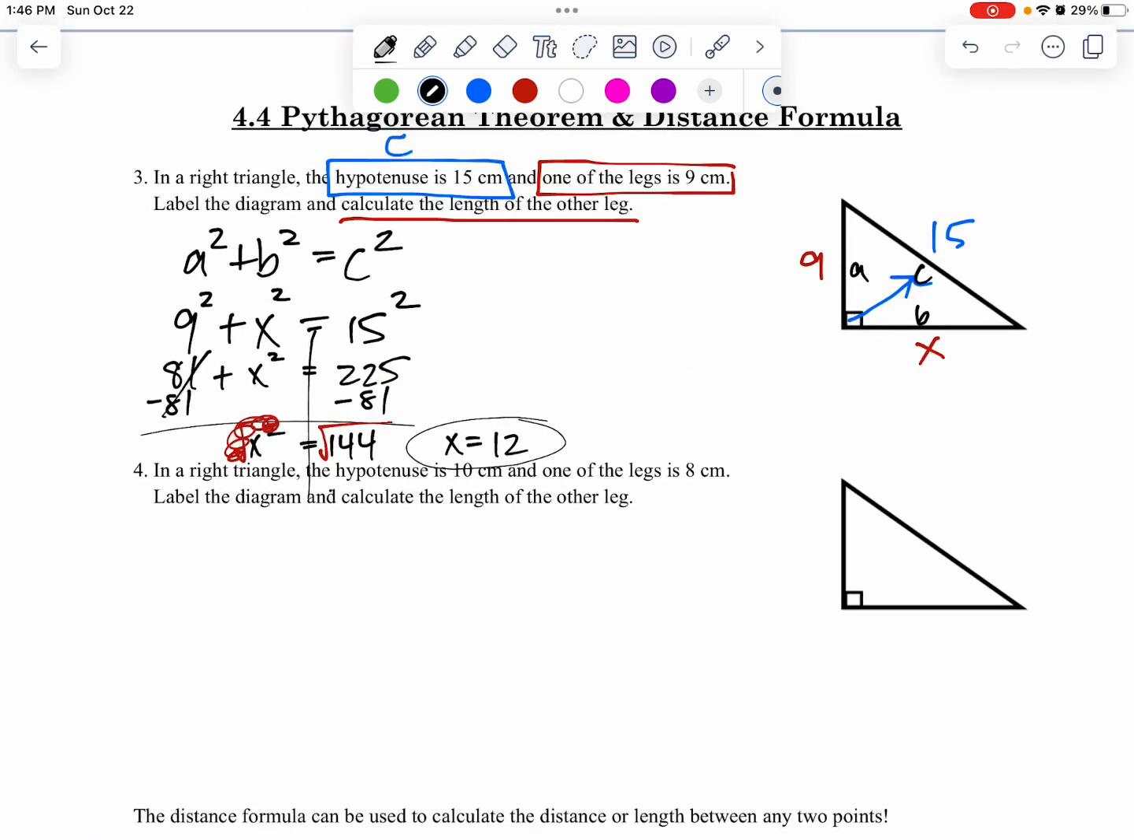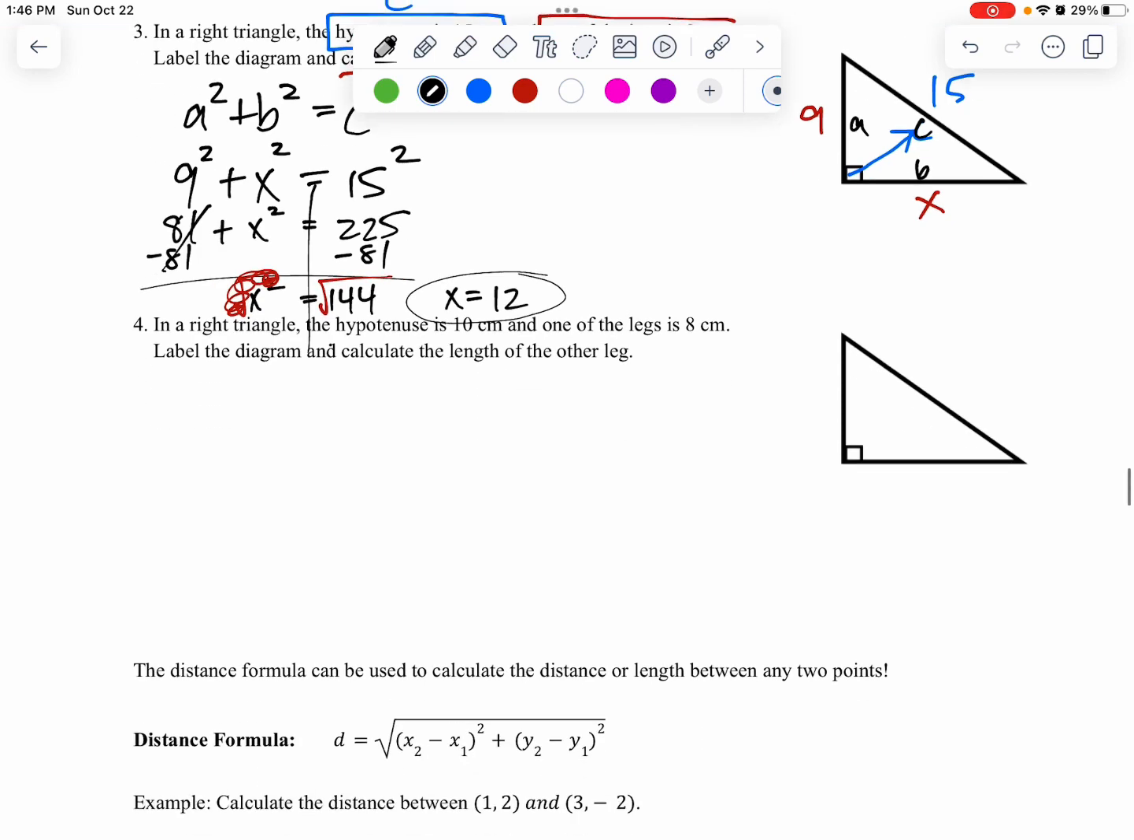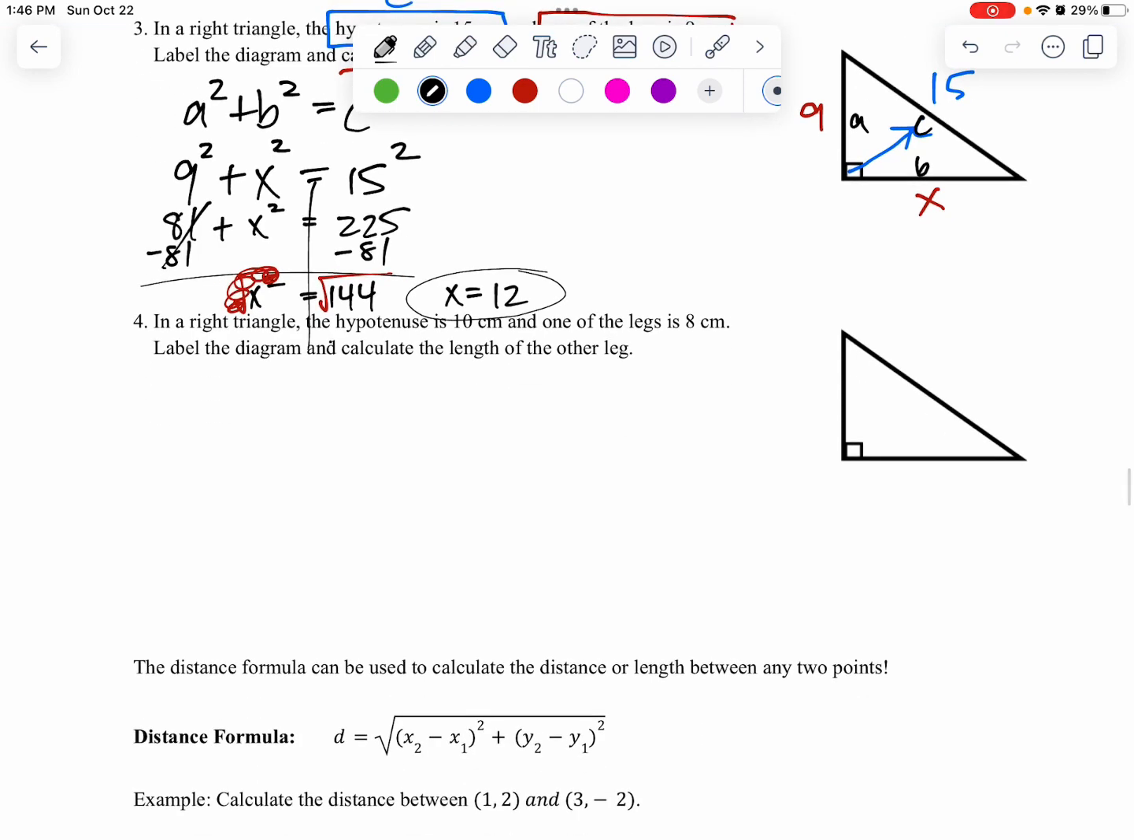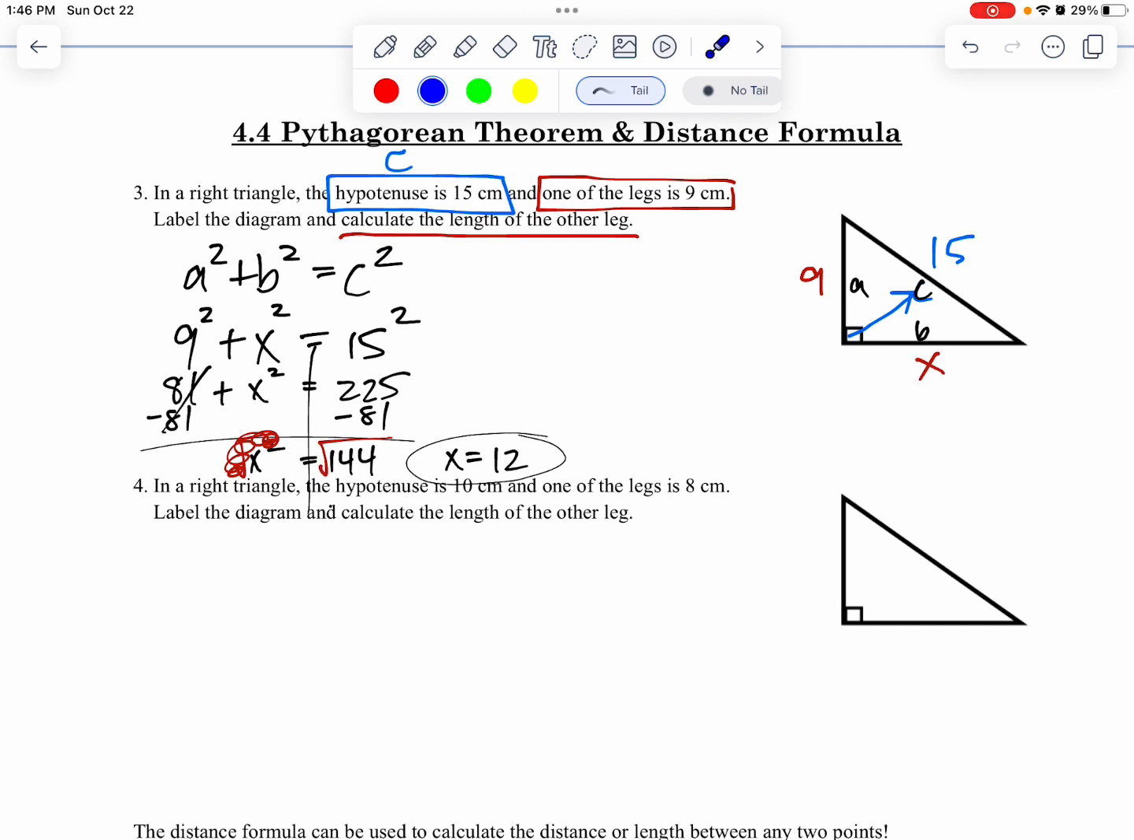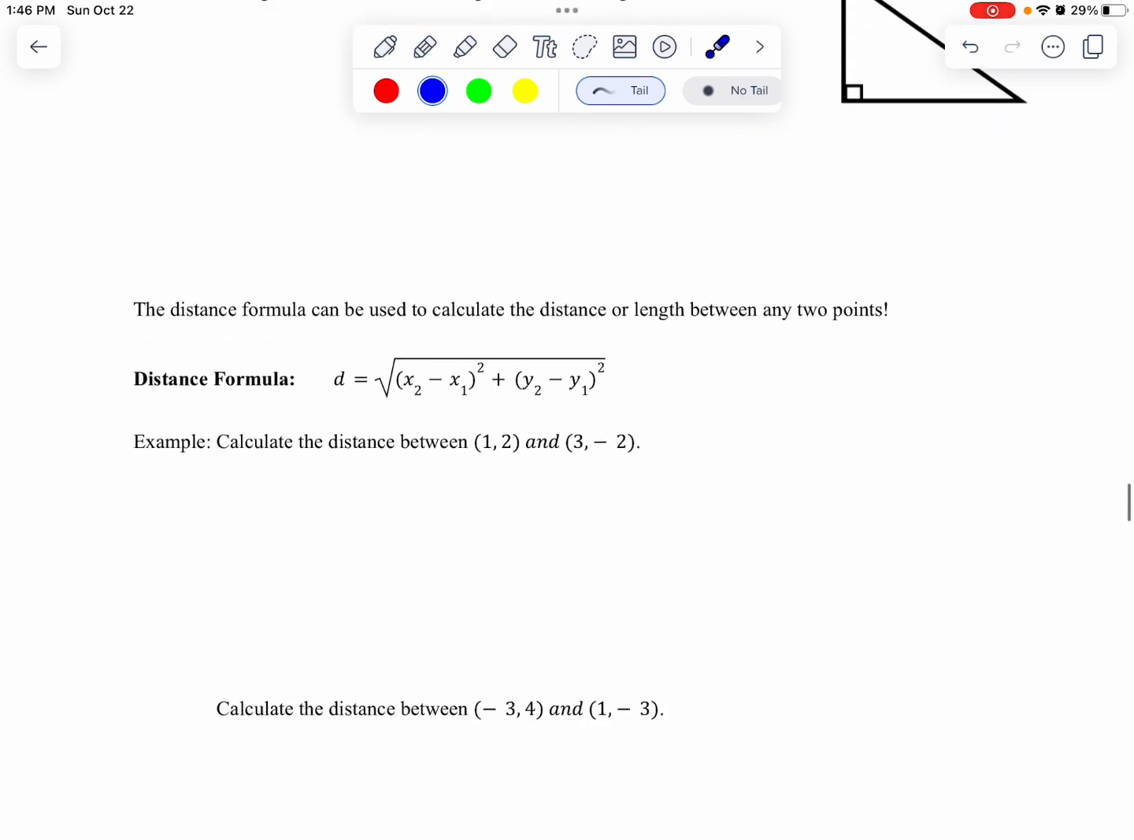I will save number 4 and skip it in the essence of saving some time. But that's how you're going to do those. You might have to label the sides yourself. And the most important thing is to make sure that you got the hypotenuse across from the right angle. That is the important part, you guys. The hypotenuse is the C.